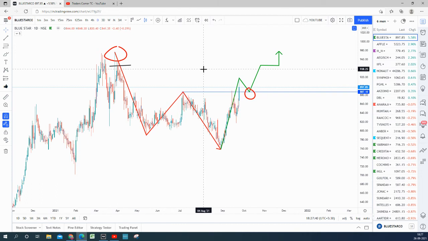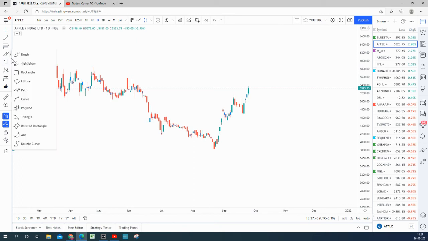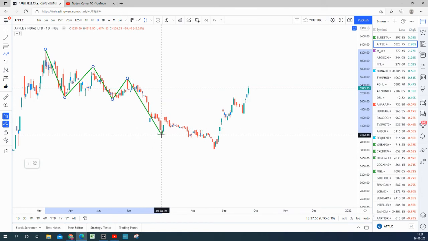So my first stock is Blue Star, the second one is AFL. You can see here, lower low, lower high, lower low, lower high, lower low. The first time price closed here, this is a live example in front of you. You can see it closed above this, so it retraced and went for the target, with a little bit of consolidation in this area. Again it gave a retracement. Now it is in this position.